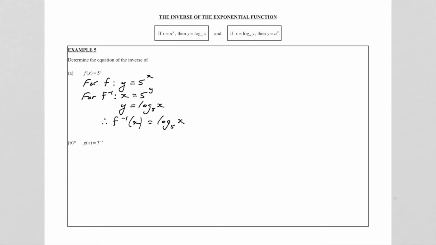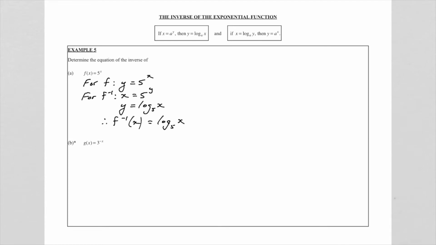Let's look at the B part of this question, and you can see this question has got a little star next to it, and that means it's a little bit of a higher level question, still part of the syllabus, and it is because of this negative that is in the exponent. Now, it's not something you need to be too worried about if they give it to you like this. Let's apply the same way that we did in A. Let's do the same way for g.